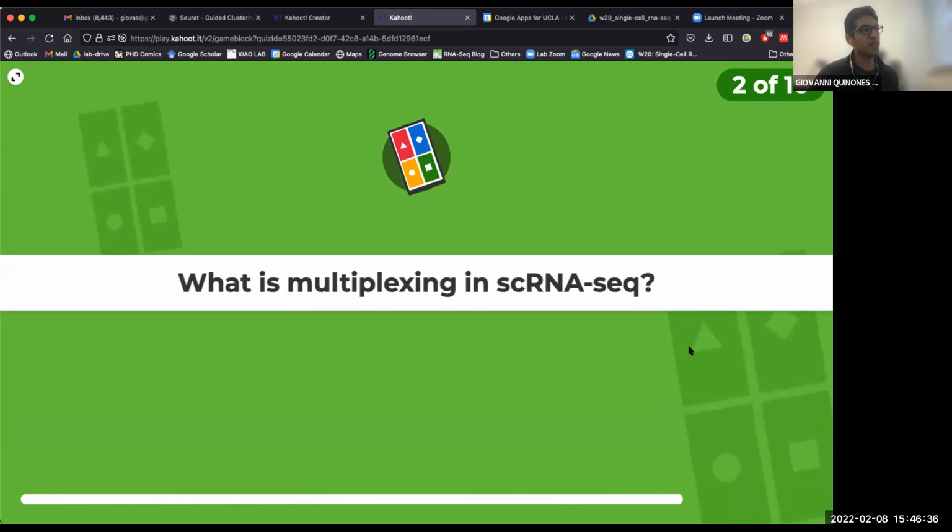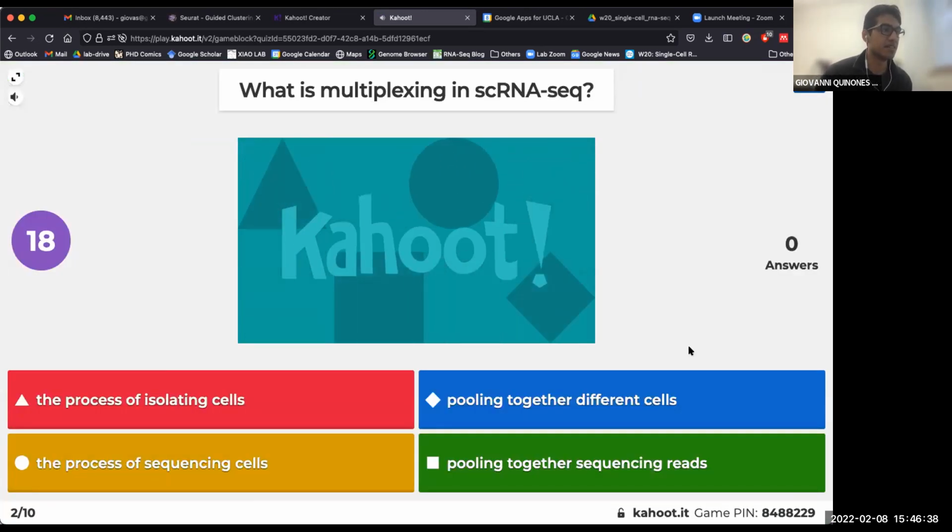What is multiplexing in single cell RNA-seq? Again, choose the best answer, just to keep them short. They are not very complete, but select the ones you consider correct.